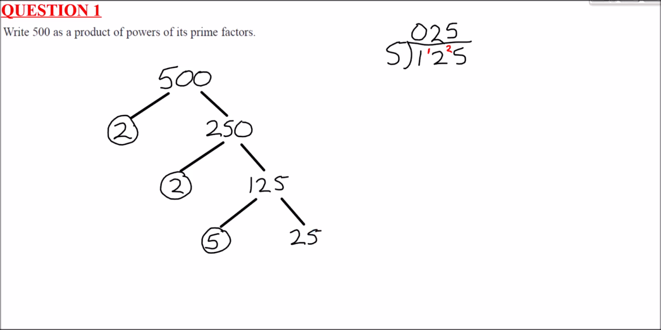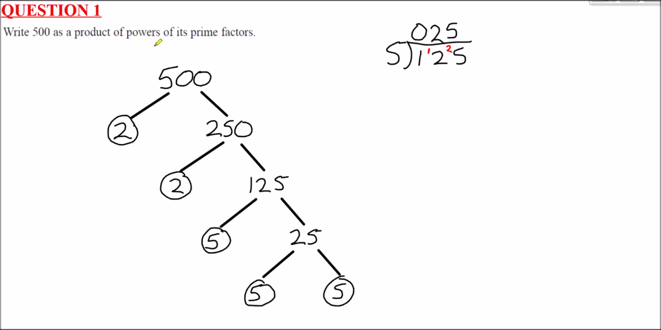25 isn't prime, we can go again, and hopefully at this stage, with a bit of motivation, you can fairly easily see that 25 is just 5 times 5. So 25 divides by 5 and becomes 5. So this now is the basis for working out our answer.